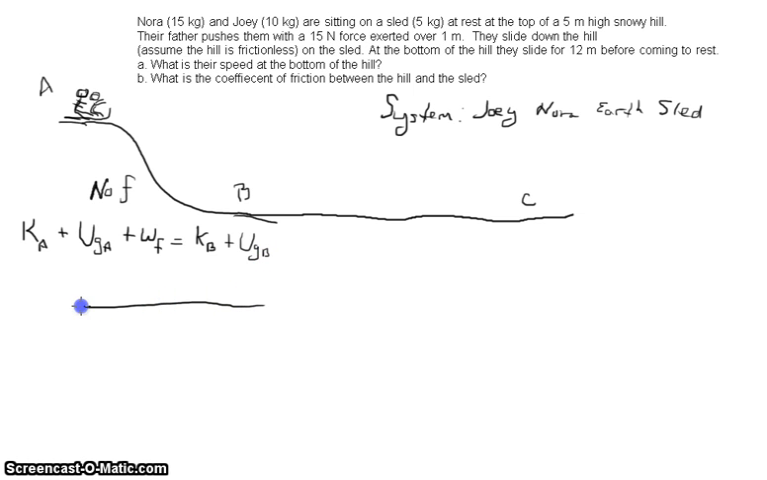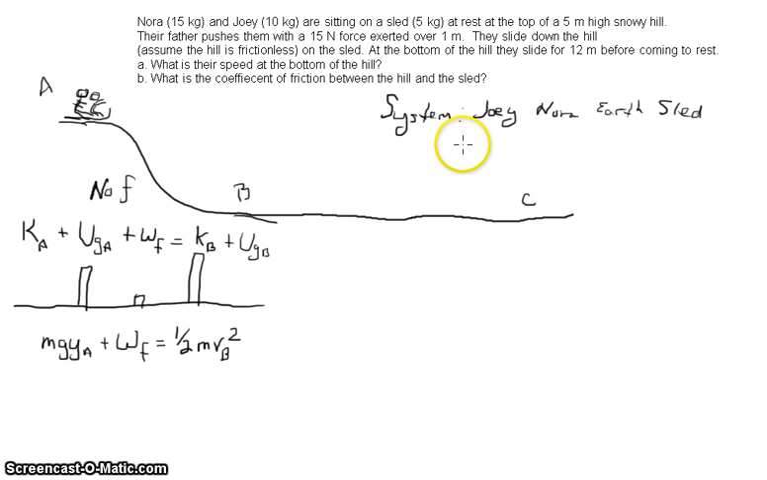So if we draw a bar chart here, most of this is going to be gravitational potential energy at A, with a small amount of work done by their father, probably less than that. That will equal the kinetic energy at B. So we're going to have mgy at A plus the work done by their father is equal to 1/2 the mass of them at B times the velocity squared at B.